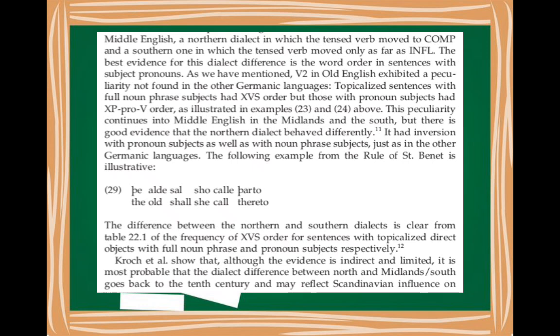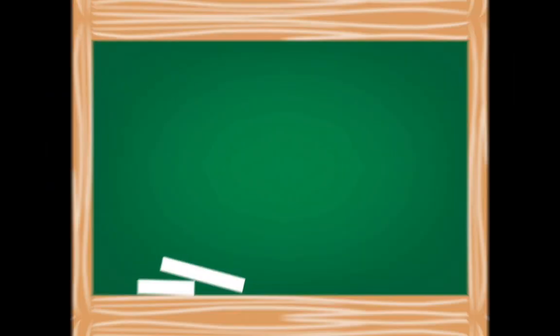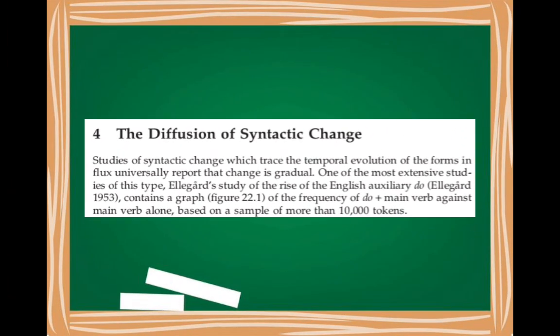So as you can see, the difference between the northern and southern dialects is clear from table 22.1 of the frequency of XVS order for sentences with topicalized direct objects with full noun phrase and pronoun subjects respectively. Next in line is the diffusion of syntactic change.